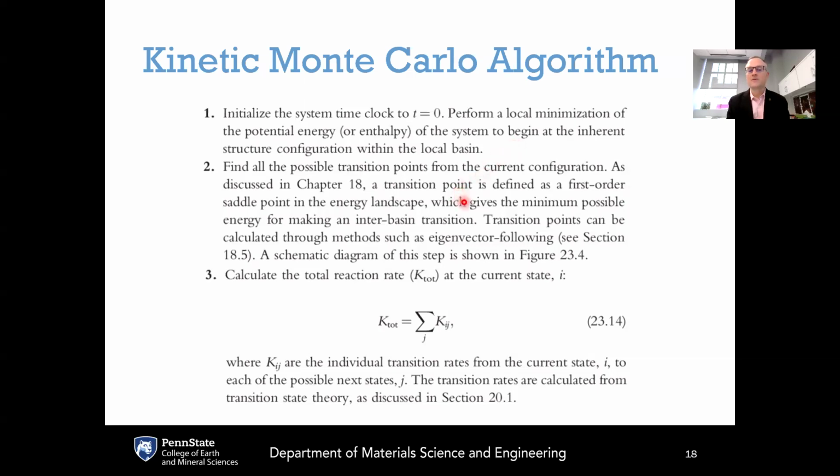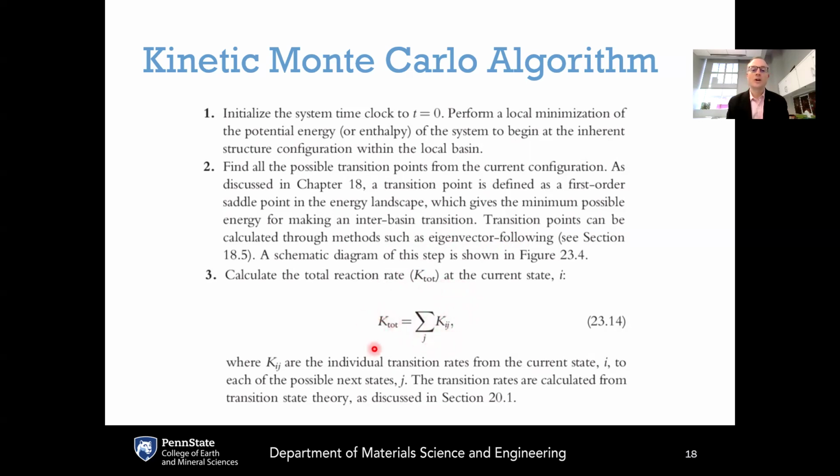Then what we need to do is to find a set of possible transition points from that starting configuration. In our energy landscape chapter, we covered methods for finding transition points in an energy landscape, such as the eigenvector following technique. So we would use a technique such as that in order to get a set of possible transition states from that given starting configuration. Then, based on that set, we're going to use transition state theory to give us the set of rates, the Kij's, that are associated with that. And then we're going to calculate the total reaction rate by summing up over all of those rates.